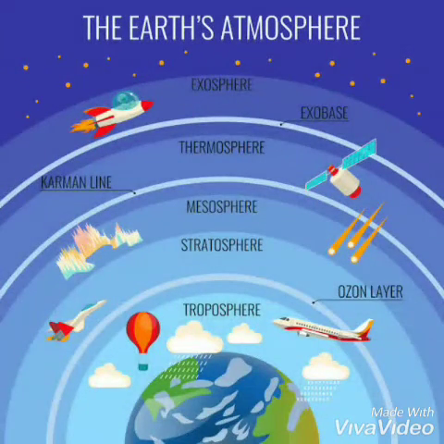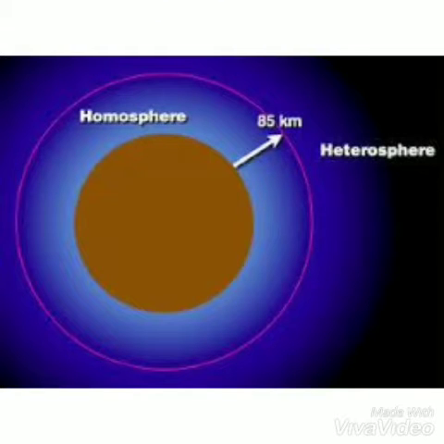Structure of the atmosphere. The composition of the atmosphere is somewhat uniform up to about 90 kilometers from the surface of the Earth. This part of the atmosphere is called homosphere. Beyond this, there is no uniformity in the gaseous composition. So, the part of the atmosphere beyond 90 kilometers from the Earth is called heterosphere.